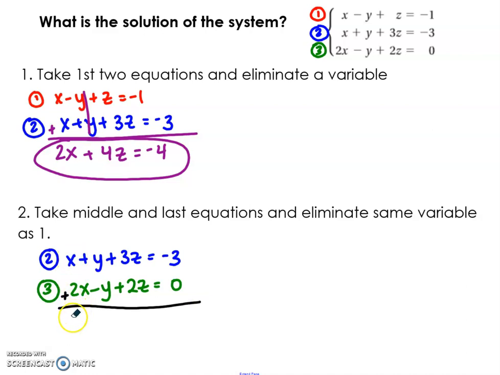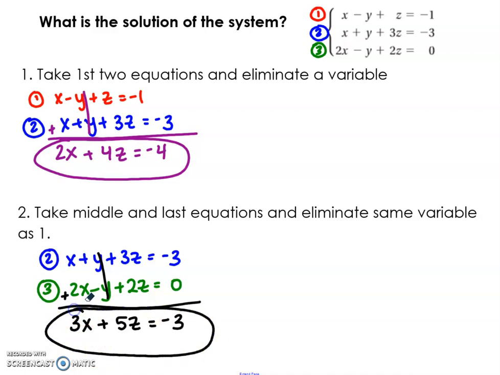x plus 2x gives us 3x. y and -y are eliminated. 3z and 2z gives us 5z. And -3 plus 0 gives us -3. Again, I'm going to circle this equation, and we're going to come back to it. Notice that the two new equations that we have both have x's and z's and no y's. That's what we want to have.